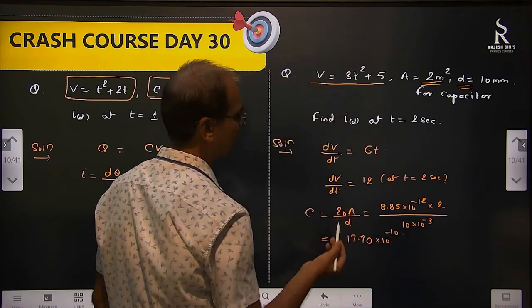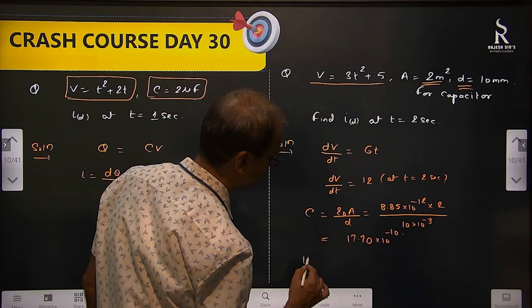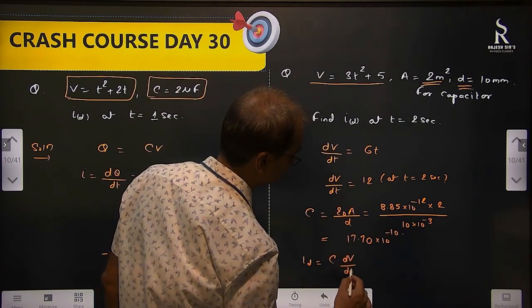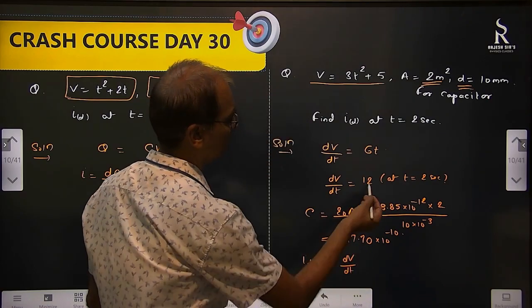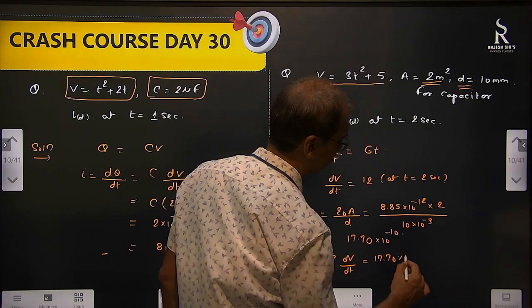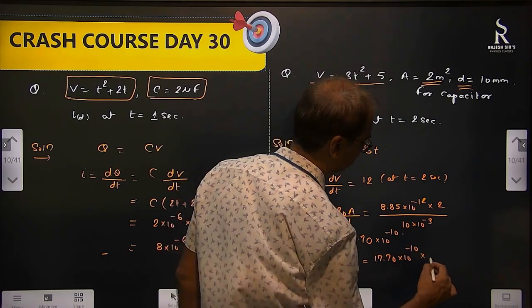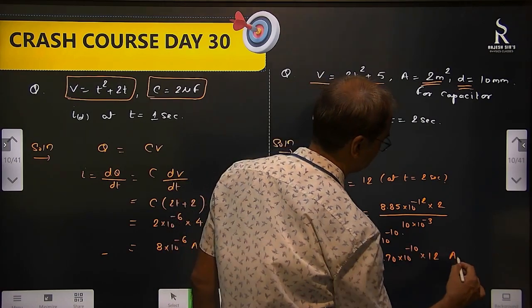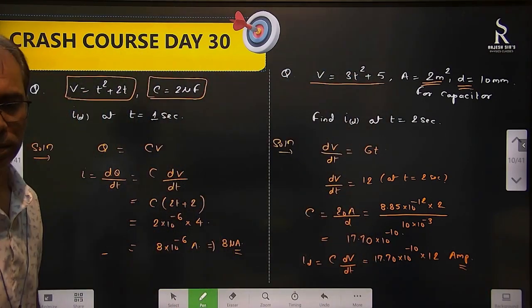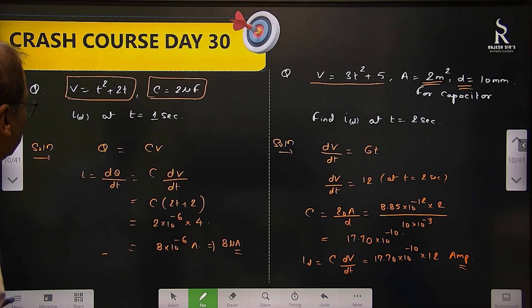So this is a capacitor. So dq by dt, or ID, will be C into dV by dt. C is this and dV by dt is this. So 17.70 into 10 to the power minus 10 into 12 ampere. Right? This way we can do. Then what?